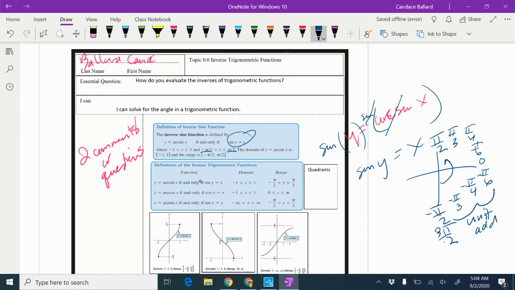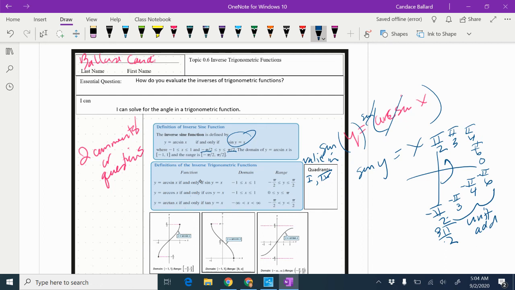So this works for arcsine, arccosine, arctangent, but notice your domain restrictions and your range restrictions are a little bit different. So that means they're going to be valid in different quadrants. So these are the quadrants that they're valid in. This is saying that because it's between -π/2 and π/2, it's only valid in quadrant 1 and quadrant 4.